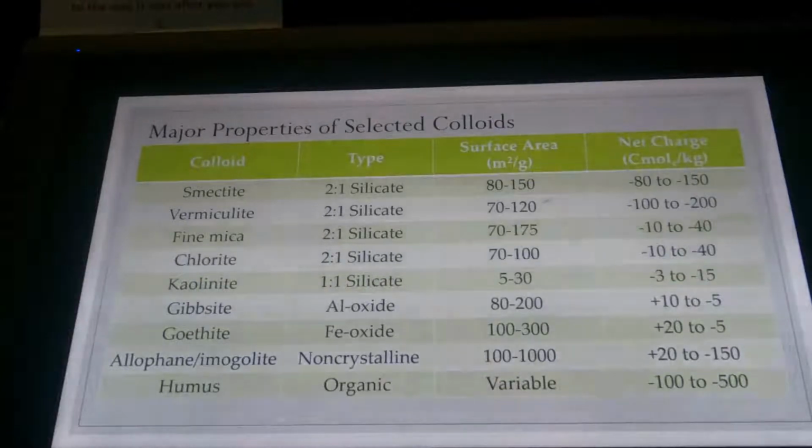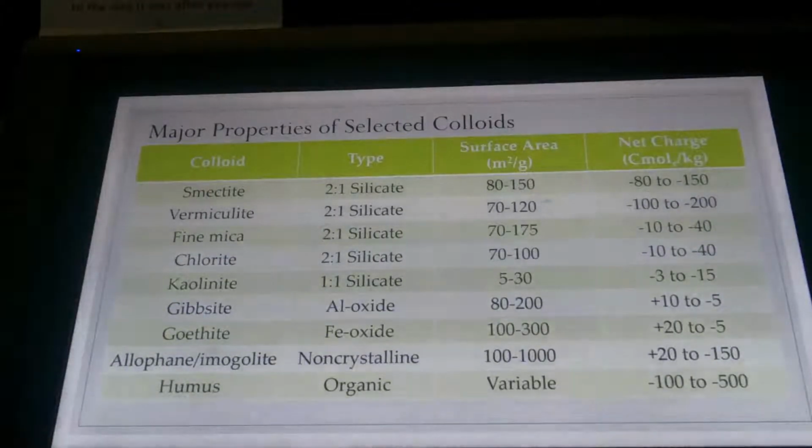So the question might be, which of these 2-to-1 silicate clays has the greatest charge? Vermiculite, smectite, or mica? Which one has the greatest charge? On the top three. Which one is it? Potentially vermiculite. Vermiculite, correct. But not always. But I'm just saying, the types of questions will be something like that.